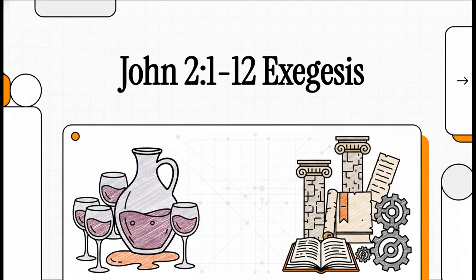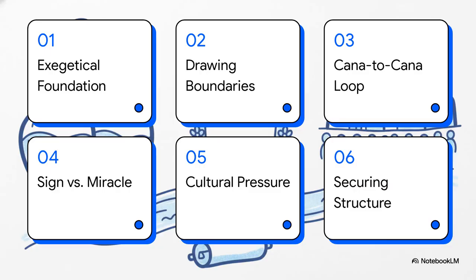We're going to treat this text not as some accidental collection of traditions, but as a carefully engineered literary environment. Today's architectural tour is going to guide us through a very specific blueprint. We'll lay down the exegetical foundation, draw our narrative boundaries, explore what's known as the Cana to Cana loop, define the crucial difference between a sign and a miracle, step into the cultural pressure cooker of the first century, and finally, secure the structure of the text itself.